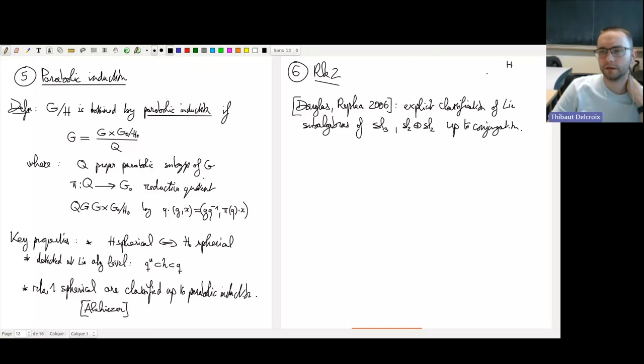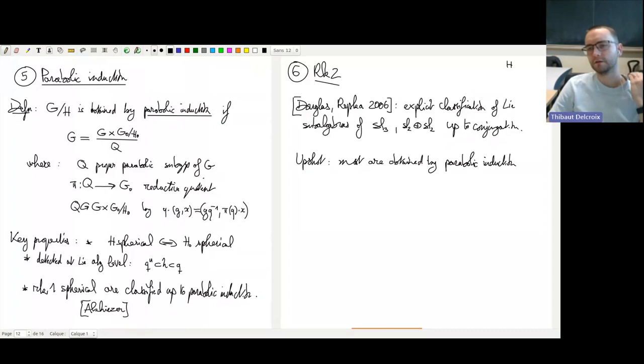And the upshot is that most are obtained by parabolic induction, which means that you go back to the SL2 case or the torus case that was already easier to classify, at least in small dimension. Okay, and then that's not really finished yet when you do this, because I'm working here only with subalgebras of the GSC.